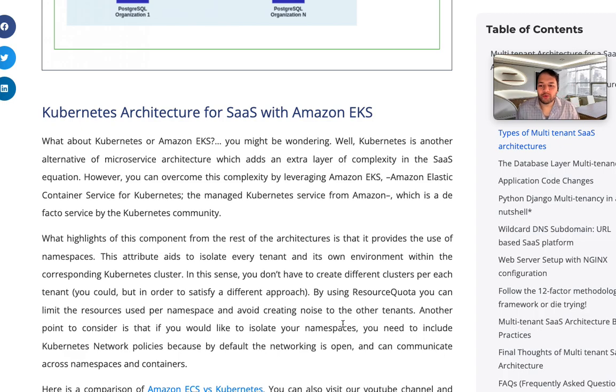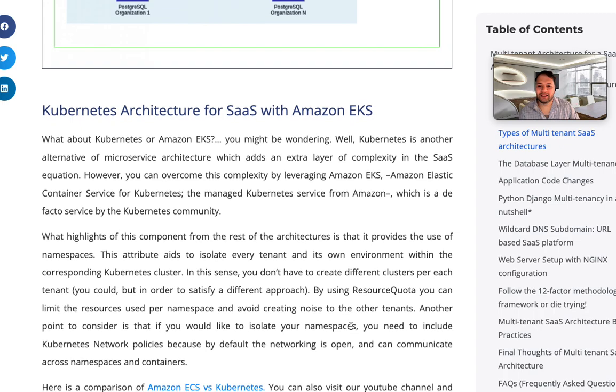So what about Kubernetes or Amazon EKS? You might be wondering. Well, Kubernetes is another alternative of microservice architecture, which adds an extra layer of complexity, but is useful for much larger applications. And you can overcome this complexity by leveraging Amazon's EKS, which is their Elastic Container Service for Kubernetes, the managed Kubernetes from Amazon, and a de facto service by the Kubernetes community.